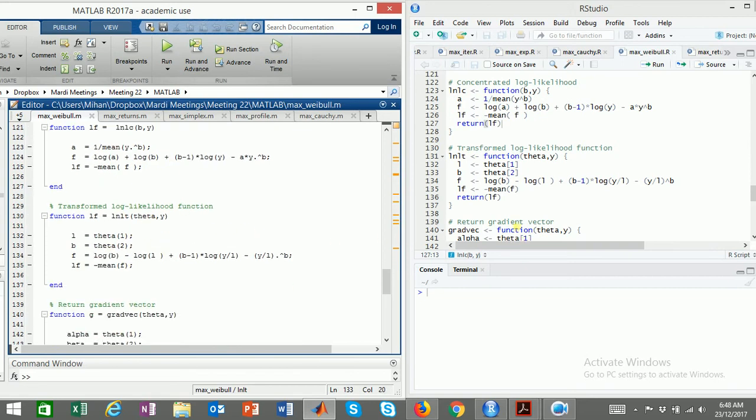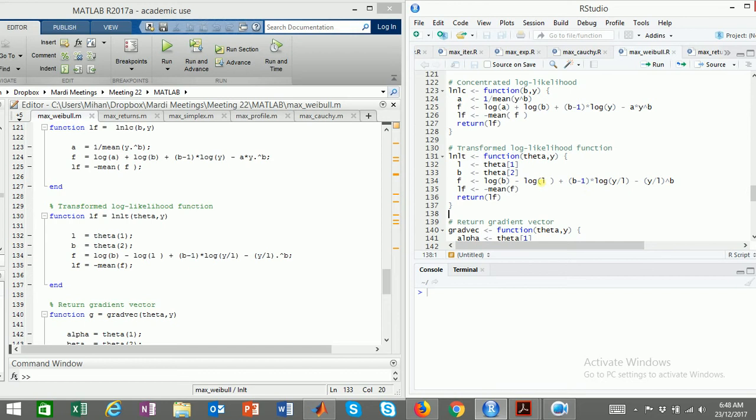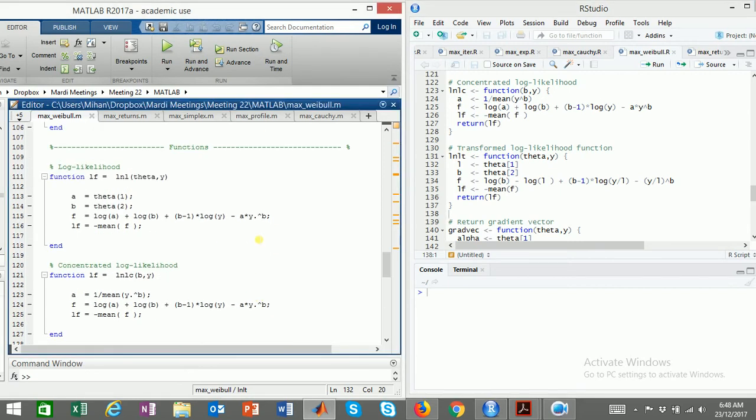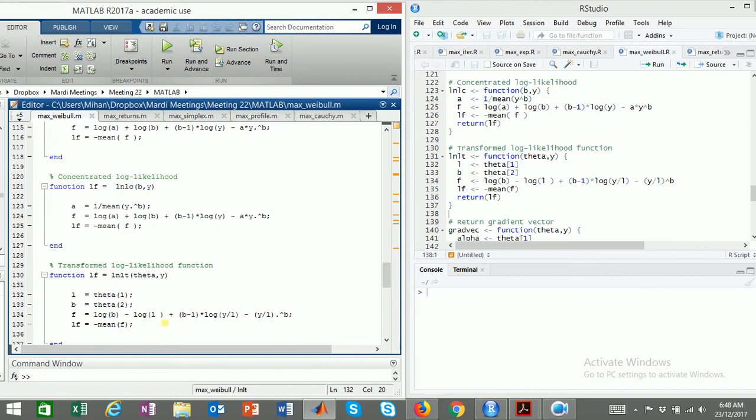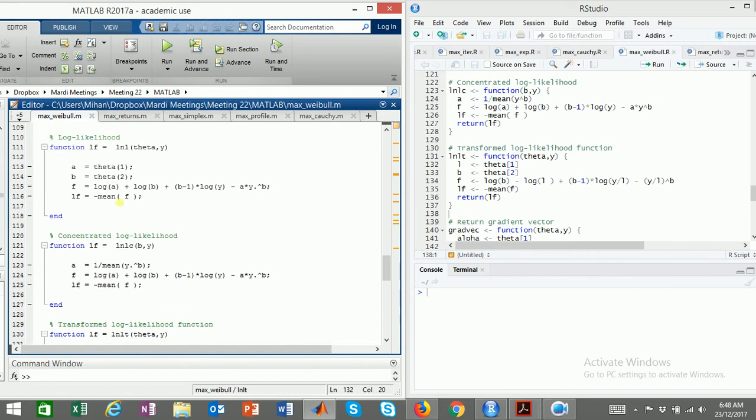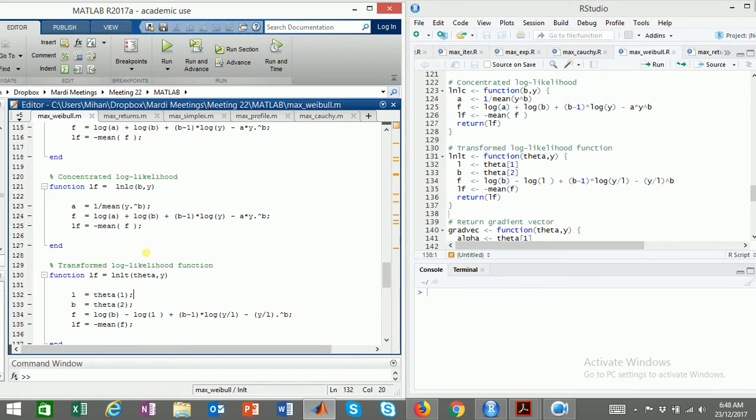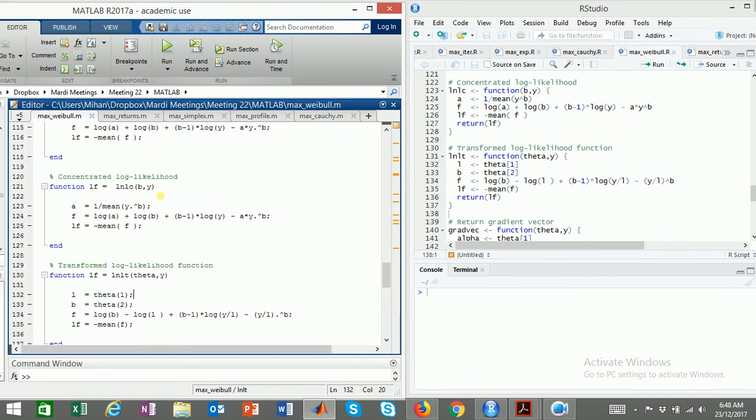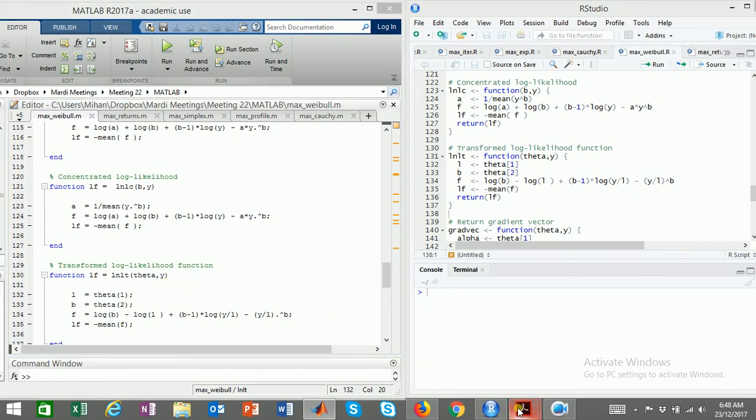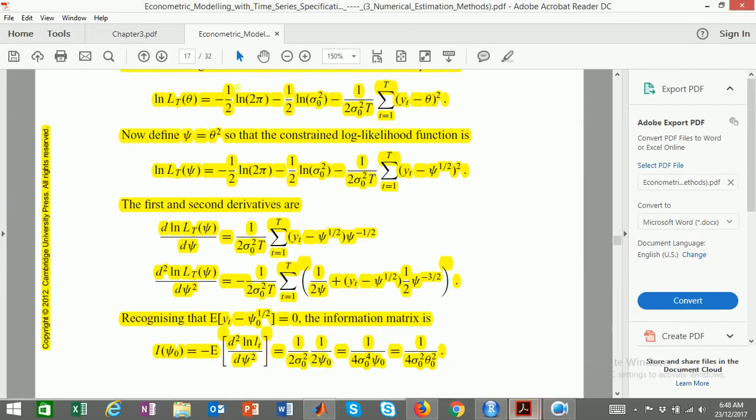The transformed log likelihood function is a function of theta and y. When we are using b equals 1, in place of b we are putting 1, so we are transforming. This is the question, this is given in the question, it must be given in the question.